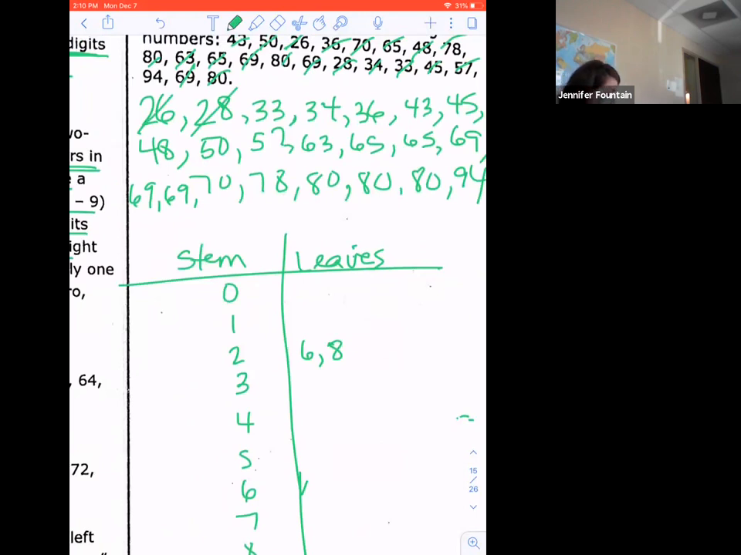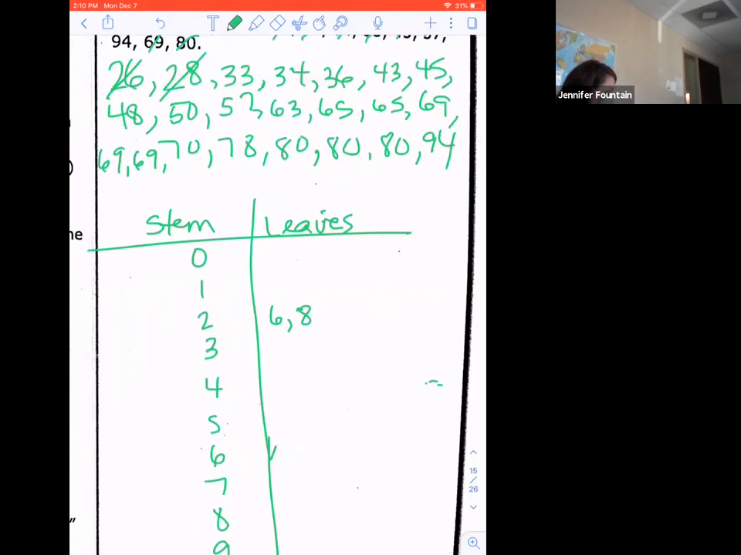All right, so now I'm looking at my 30s. I have a stem of 3, so I'm going to have a leaf of 3, 4, and 6. 43, I have a stem of 4, a leaf of 3. 45, I have a stem of 4, a leaf of 5. 48, I have a stem of 4 and a leaf of 8. Mark off my 40s. 50s, I have a stem of 0 and a stem of 2.